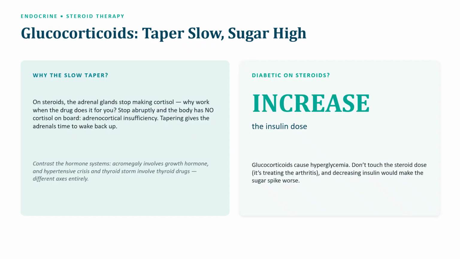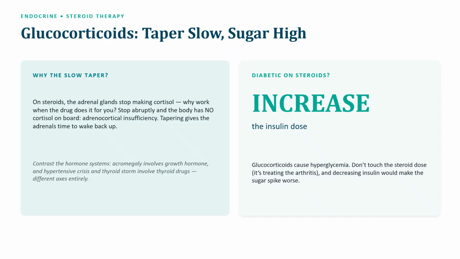There are two concepts with glucocorticoids. First is the tapering. While the patient is taking an exogenous steroid, the adrenal gland stops producing cortisol. If the medication is stopped abruptly, the patient has no cortisol available. That is adrenocortical insufficiency, which presents with profound weakness and hypotension and can progress to adrenal crisis. So tapering allows the adrenal function to recover. Acromegaly involves growth hormone. Hypertensive crisis and thyroid storm involve thyroid medications. So those are separate hormone systems.